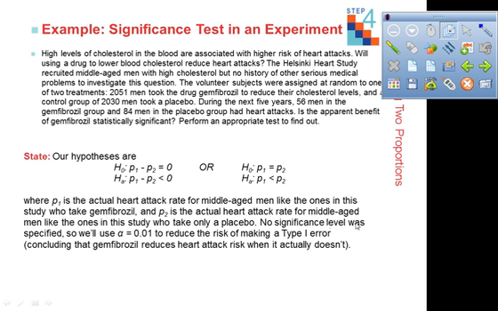No significance level was specified in this problem, so they're stating that they're going to use 0.01 to reduce the risk of making a type 1 error. A type 1 error would be when I reject the null, but the null is true. So when I say that the pill does work, but really it's not working. So they want to reduce this error.